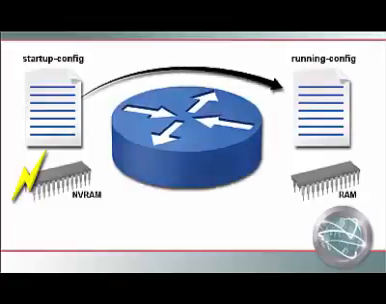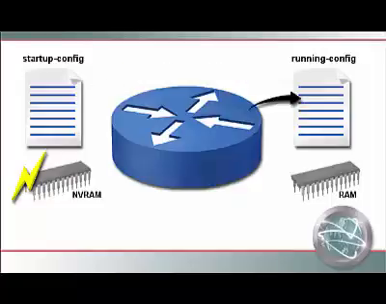Cisco routers store their configuration information in configuration files. When you boot the router, it loads the startup configuration file saved in the router's NVRAM into RAM. The copy of the configuration file loaded into RAM is the running configuration file. The router actually uses the settings in this file.